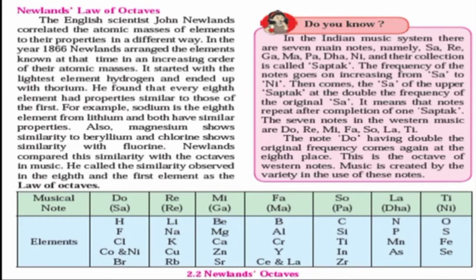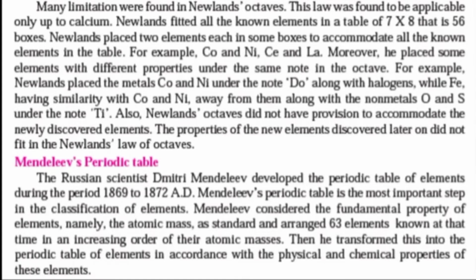He arranged these elements according to the musical notes Do, Re, Mi, Fa, Sol, La, Ti, which were similar to the Indian musical notes Sa, Re, Ga, Ma, Pa, Dha, Ni, Sa. Starting with the lightest element hydrogen, he ended with thorium. The similarity that was observed between the 8th and 1st element was called the law of octaves by Newland.